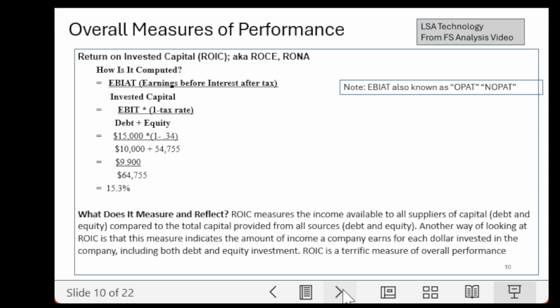So this measures the income available to all suppliers of capital, both debt and equity, compared to the total capital provided from those same sources, the total of debt and equity. Another way of looking at ROIC is that the measure indicates the amount of income a company earns for each dollar invested in the company. It's a terrific measure of overall financial performance.